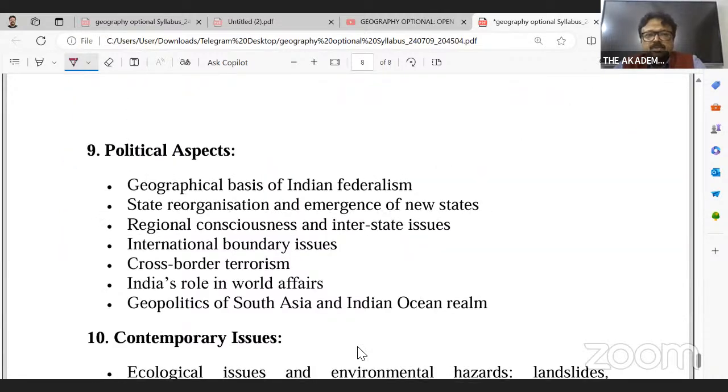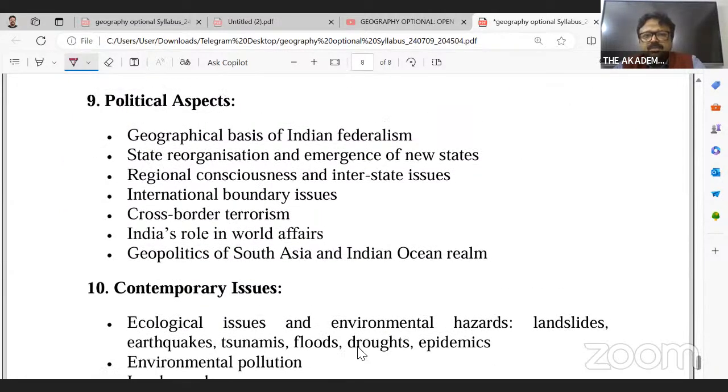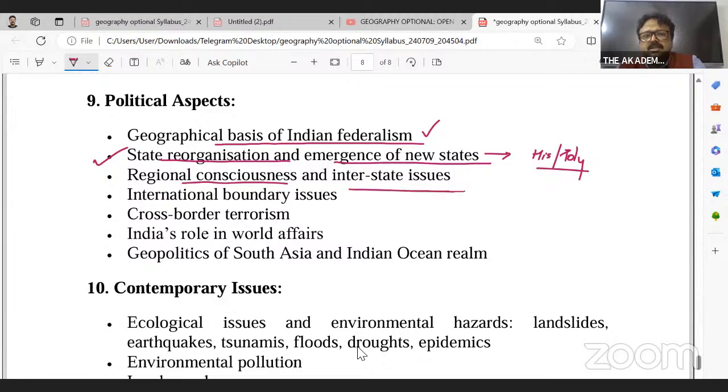Then let's come to political aspect and try to see the political aspect. Is there any tinge of your international relation? Geographical basis of Indian federalism, is it not related with your polity? State reorganization and emergence of new state, is it part of your history, part of your polity? You study the same State Reorganization Act, here also you have to study it, children. Regional consciousness and interstate issue, international border dispute, is it not the part of IR? Answer is yes. Cross border terrorism, IR.